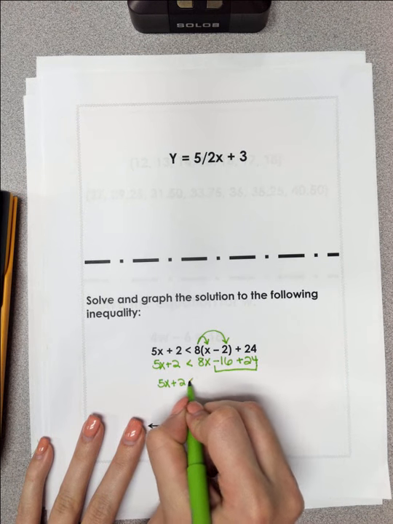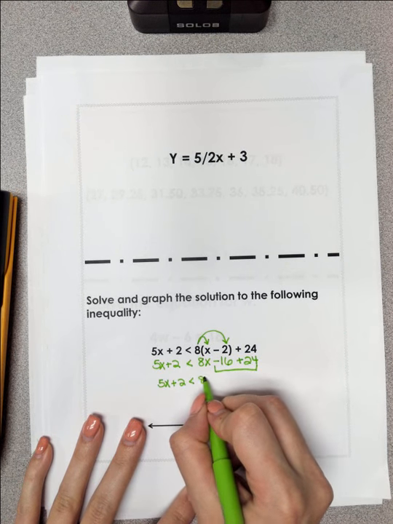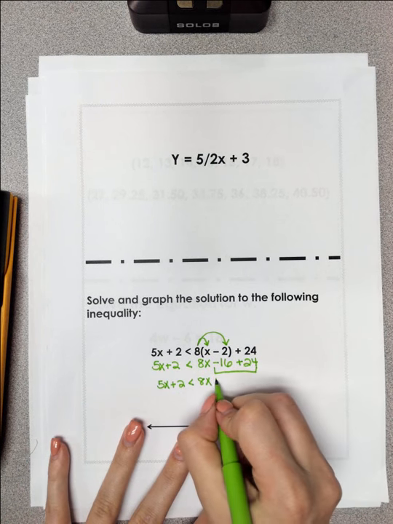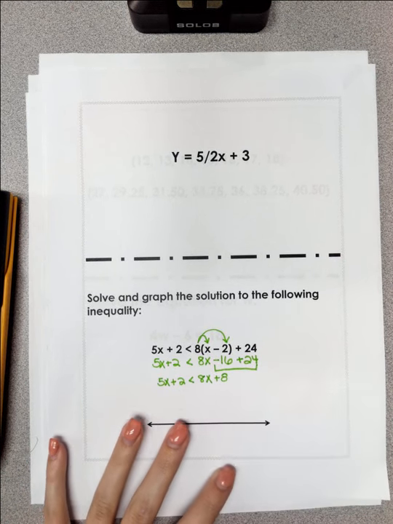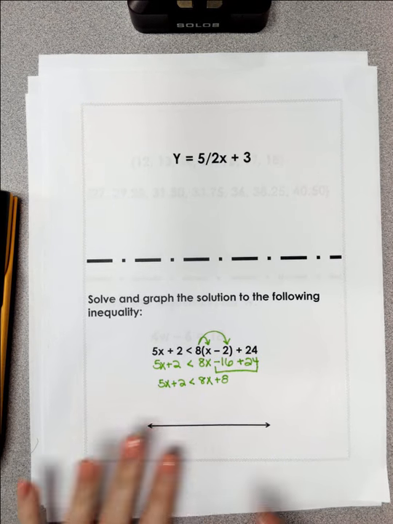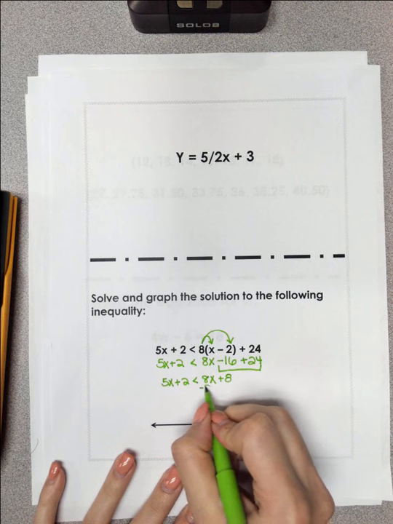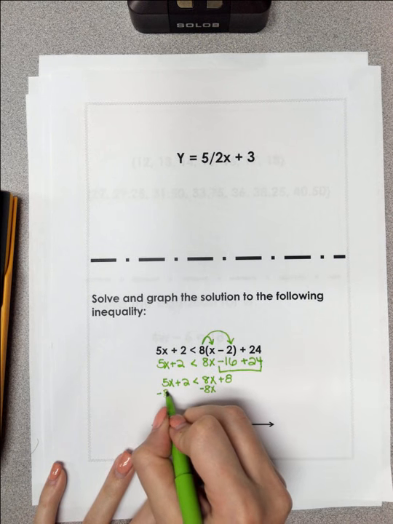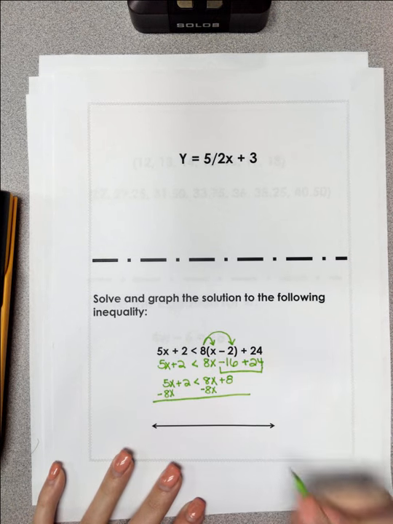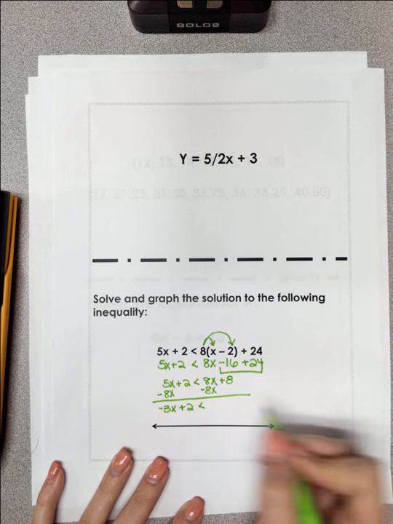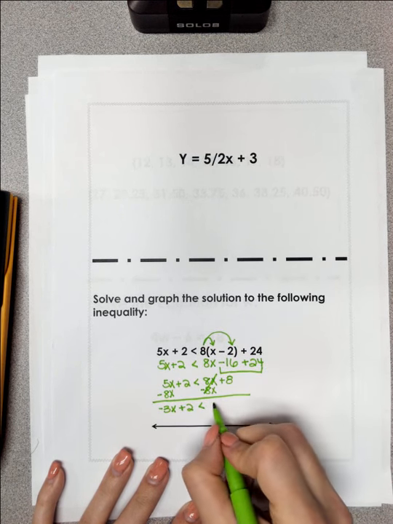So 5x plus 2 less than 8x. These combine to give me a positive 8. You can't have x's on both sides. You can get rid of either one. So I'm going to minus 8x, minus 8x. So negative 3x plus 2 is less than, those are gone, 8.